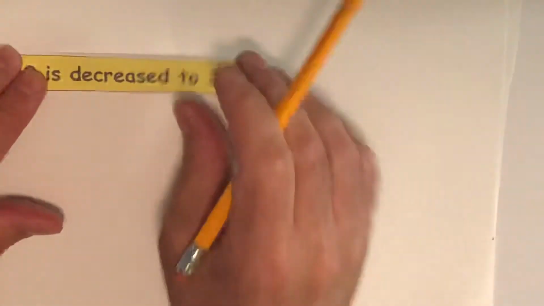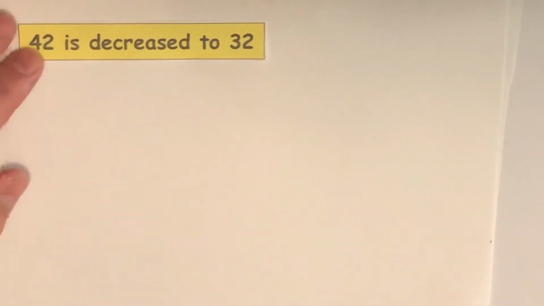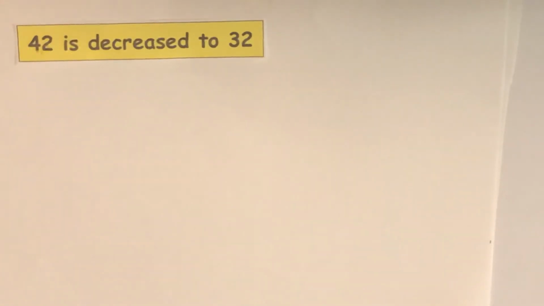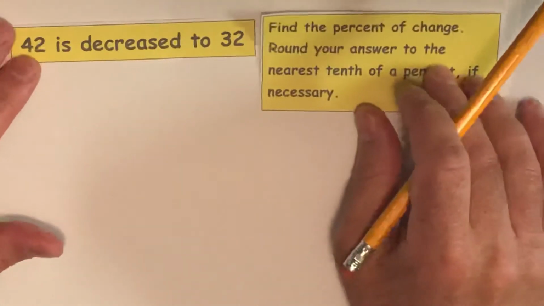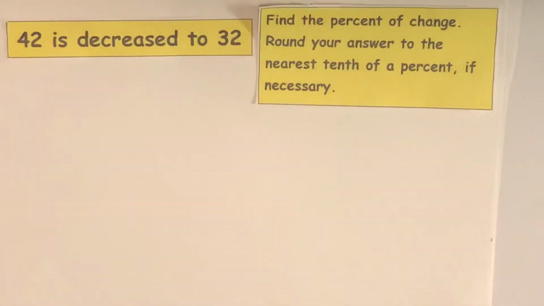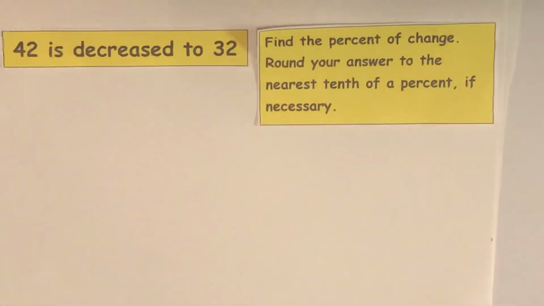We're going to see the percent of change when a number, 42, is decreased to 32. Now we're going to write our numbers. We're going to find our percent of change, and we're going to write our answer and round it to the nearest tenth of a percent.